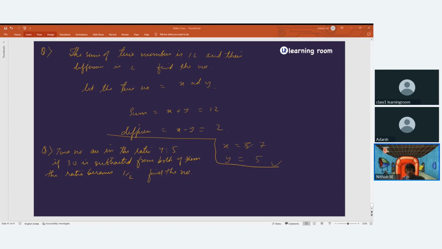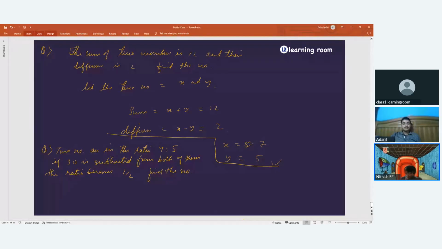X is equal to 5, sir. How much did you get? No, wait. X is not equal to 5. See, the ratios are x by y is equal to 4 by 5. This is our first equation, and the second equation is x minus 30 by y minus 30 is 1 by 2.